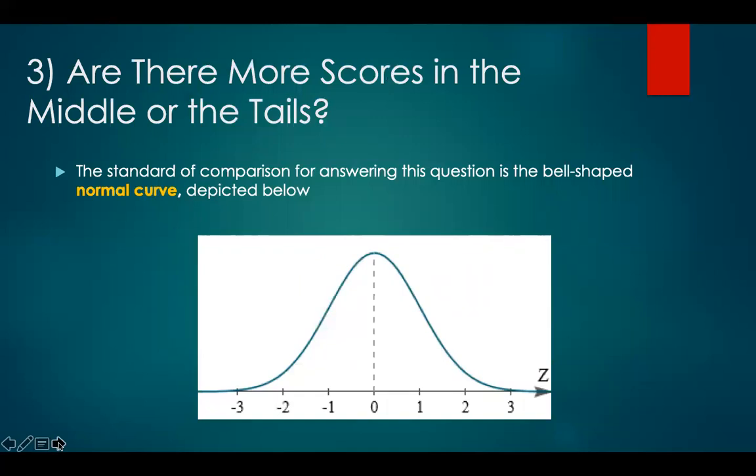Now, the third topic you might question a distribution about in respect to its shape is whether or not there are more scores in the middle of the distribution or the tails. And the standard of comparison here for answering this question is the bell-shaped normal curve depicted below. So some distributions have fewer scores in the center or more scores in the center than the normal distribution. This normal curve here is also referred to as the bell curve or the Gaussian distribution in some contexts.